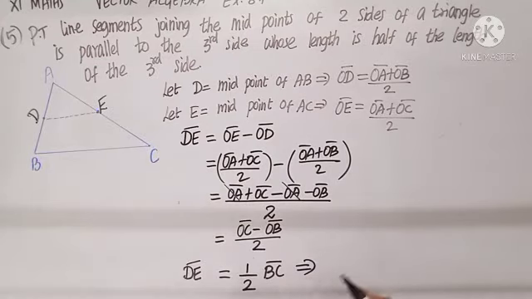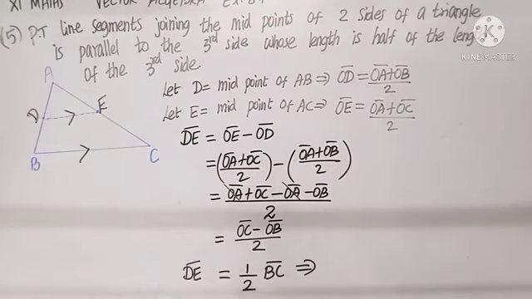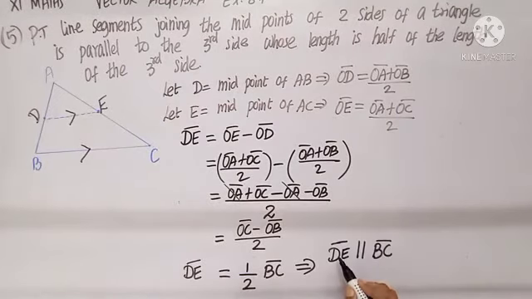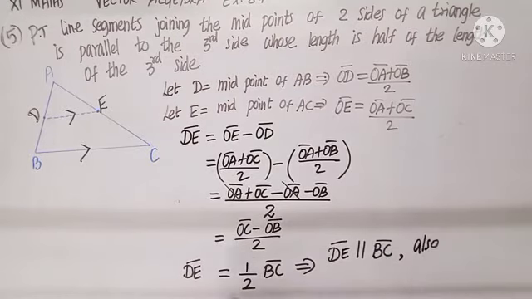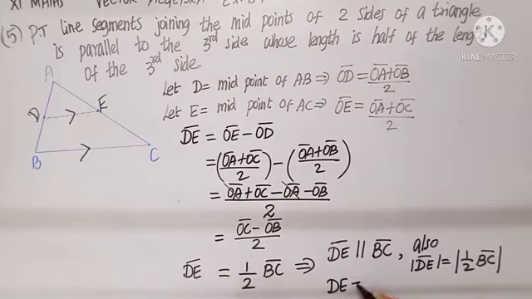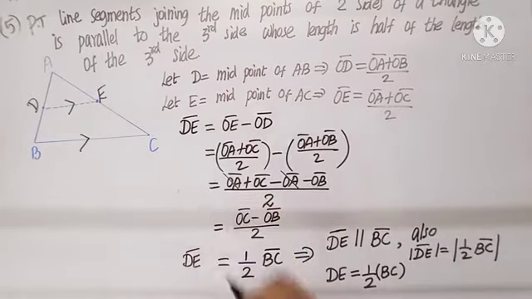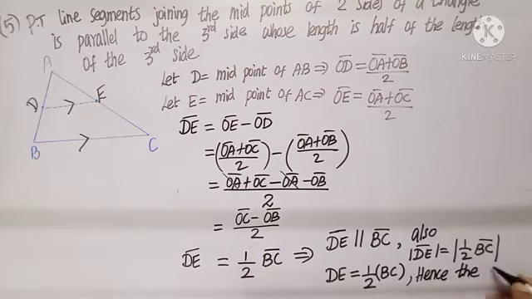Hence DE goes in this direction, and BC goes in the same direction. So we get DE is parallel to BC. Also, when I take the modulus, mod DE is the modulus of half BC, so the length of DE is half the length of BC. Hence, I am able to show the length is half of the length of the third side. Hence the problem is proved.